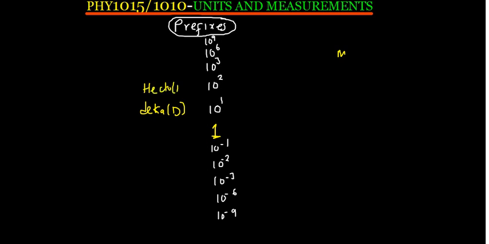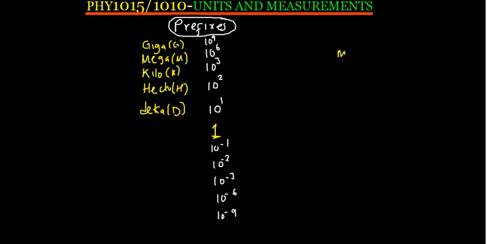Hecto, capital H. And then 10 to the power 3 is something that is very common, we know. This is a kilo. This is where a kilometer comes from. We use capital K. We have got 10 to the power 6. This is a million. We call it a mega. Capital M. We have got 10 to the power 9. That is a billion. We call it a giga. Capital G.